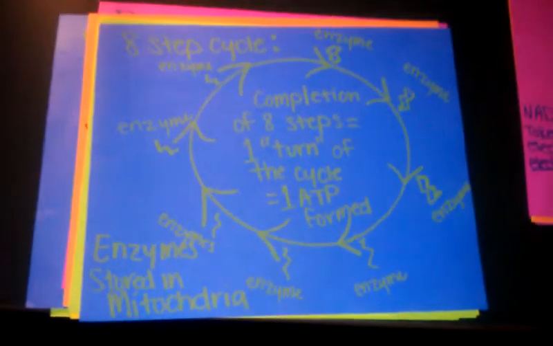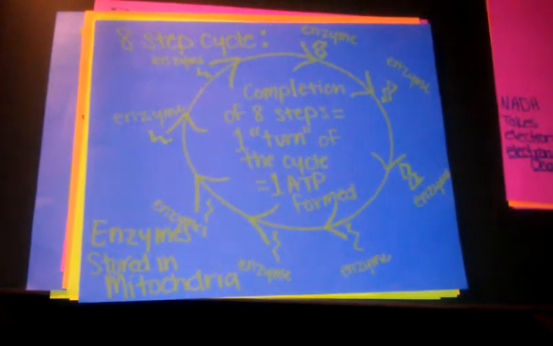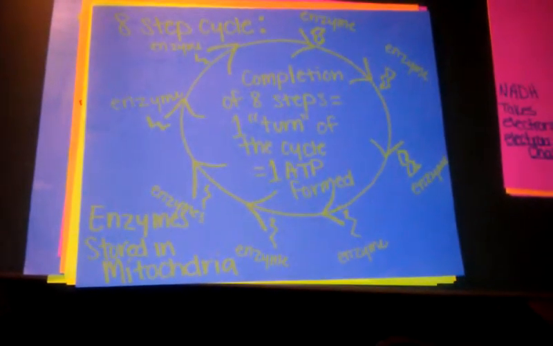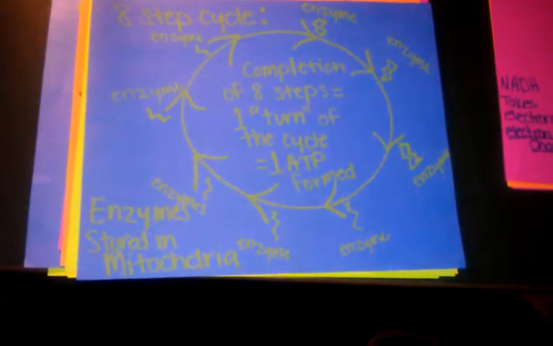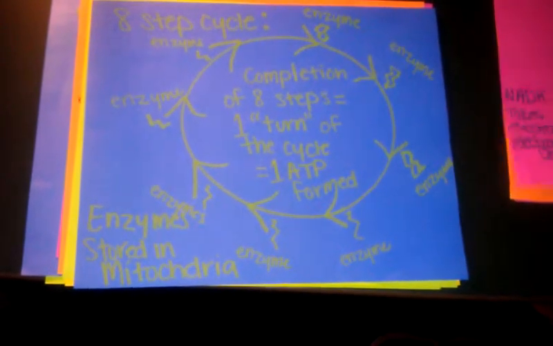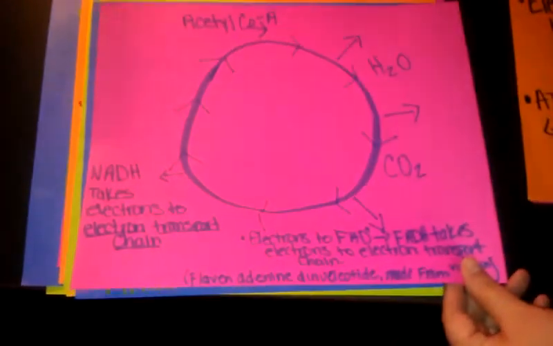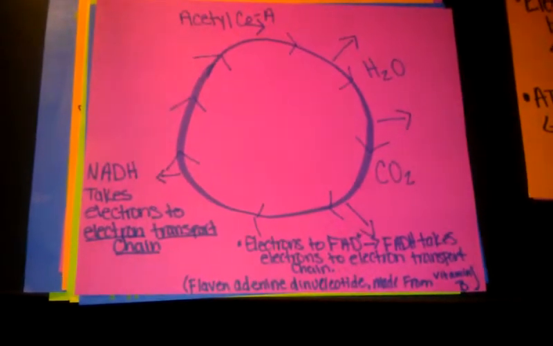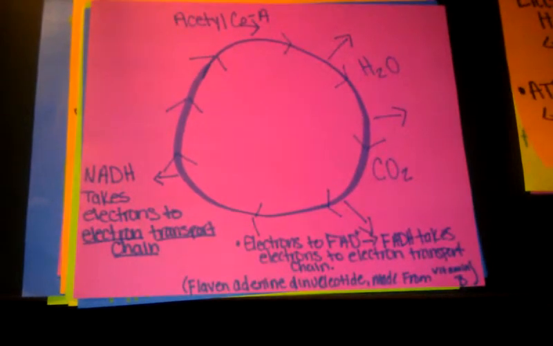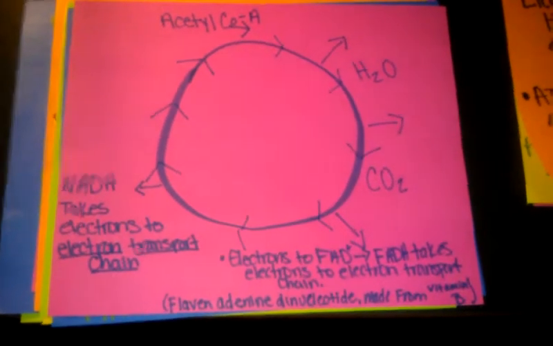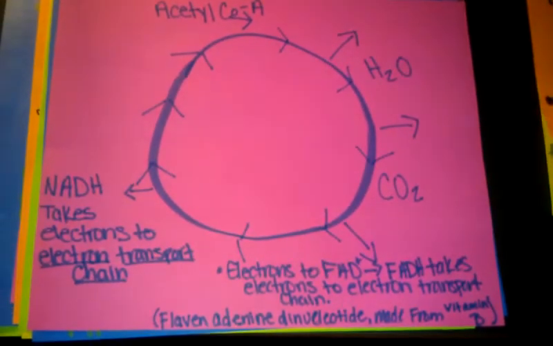The cycle is a completion of 8 steps. One turn of the cycle equals ATP formed. Enzymes are stored in the mitochondria. The NADH takes electrons to the electron transport chain.